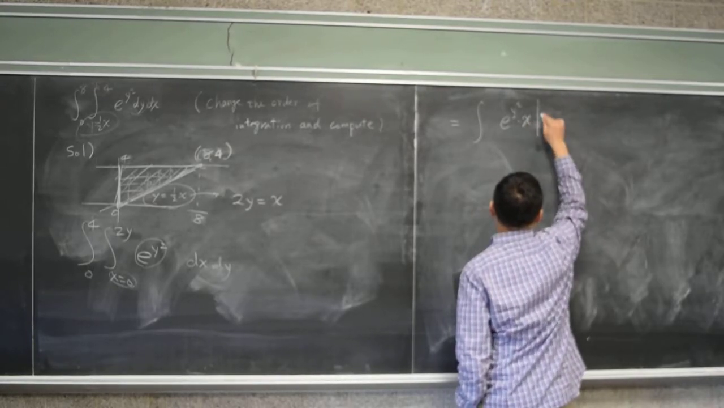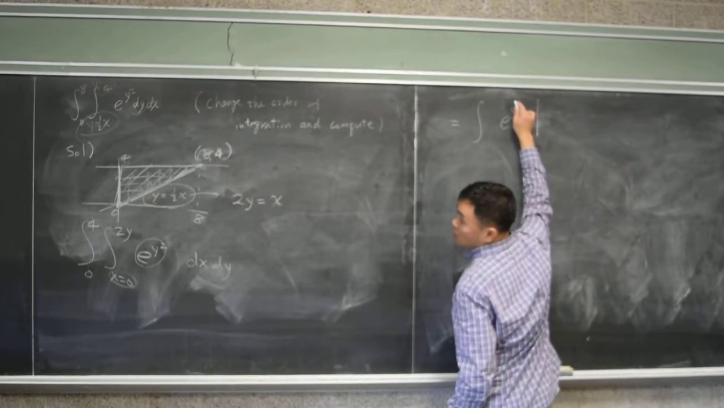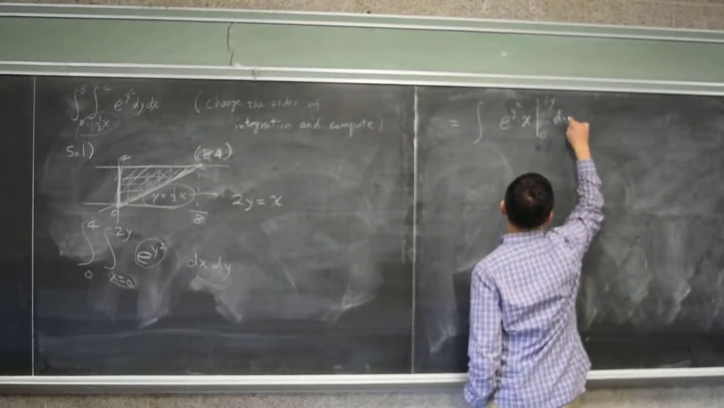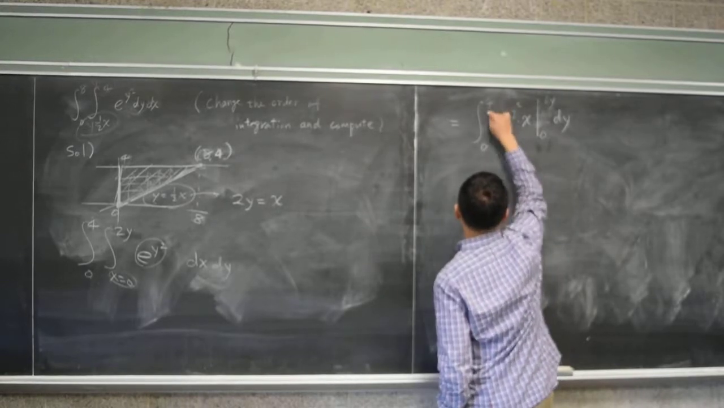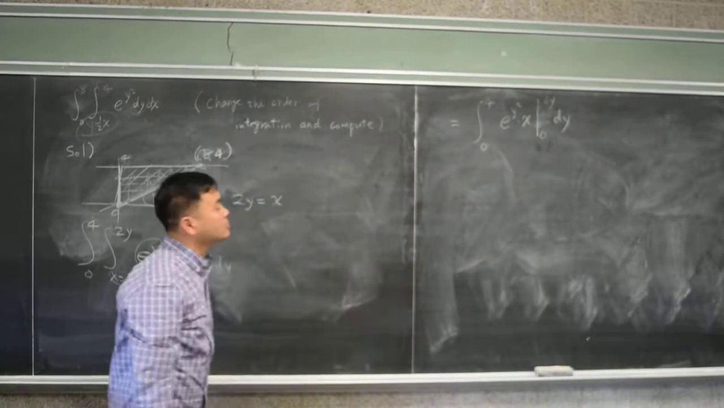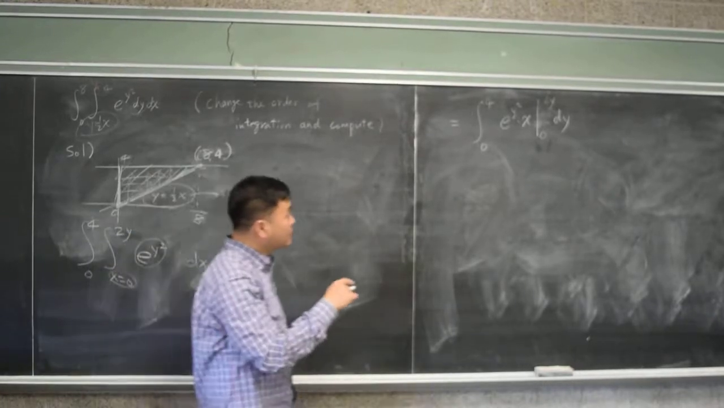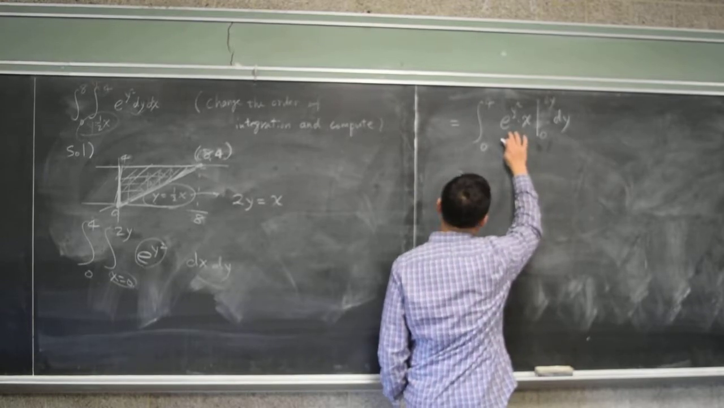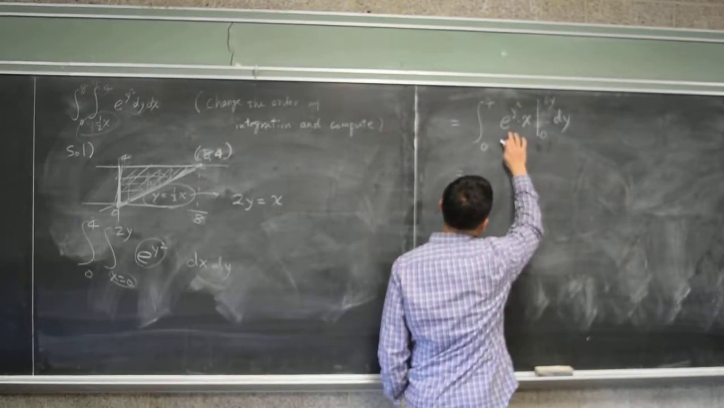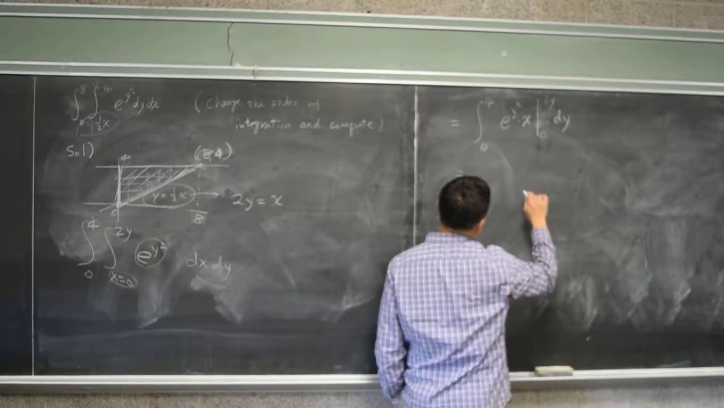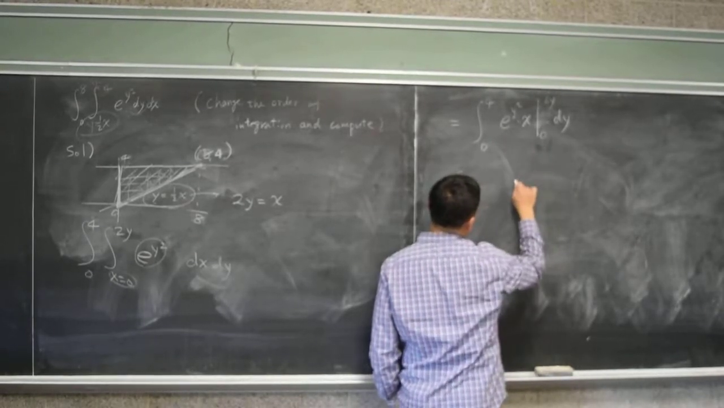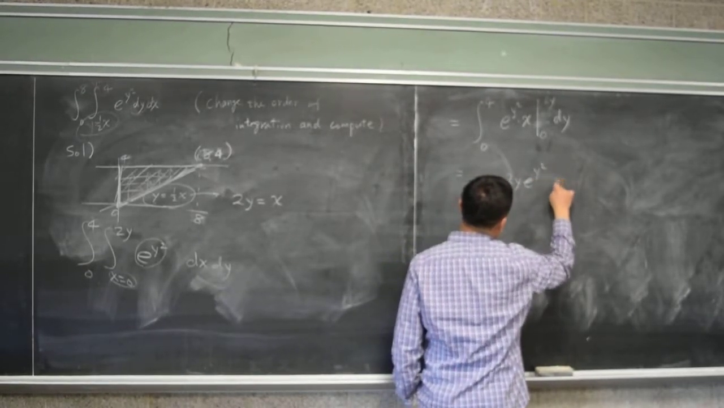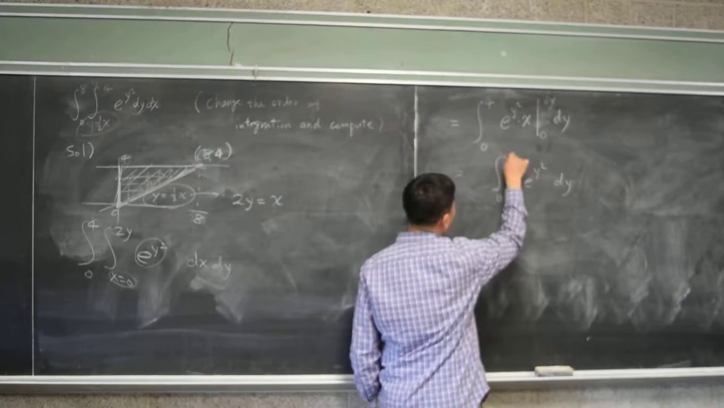You still have to plug in the endpoints, which is 0 and 2y. dy is still left. You still have to plug in 0 and 4. Okay? Now what? You have to plug in 2y into x, so it's 2y e to the y squared dy, 0 to 4.